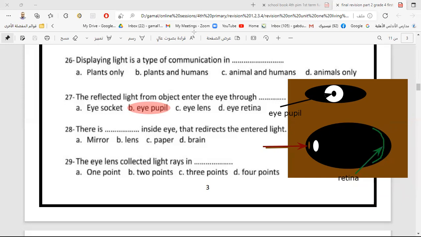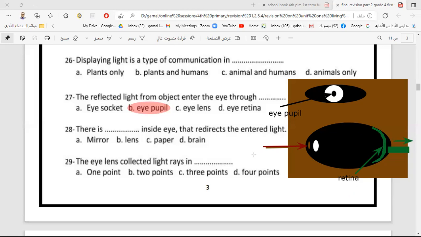And the retina forms the image. The retina has sensory cells which send the message, or send the image, to the brain. To the brain through what? Through this nerve, which you called the eye nerve. The message goes to the brain through the eye nerve, like this.